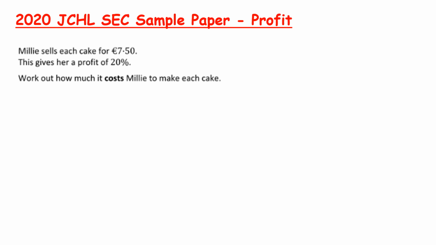So this is the 2020 Junior Cycle SEC sample paper. Millie sells each cake for €7.50. This gives her a profit of 20%. Work out how much it costs Millie to make each cake. Now, this is a very interesting question, and this is something we're going to explore in more depth when we look at VAT. VAT is very much this style of question. So what we have is the cost of the cake plus the profit, and that gives us the selling price of the cake.